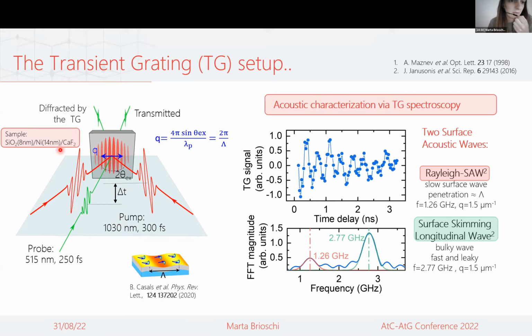In our case, we studied a nickel thin film on a calcium fluoride substrate, and we observed that we are able to excite two surface acoustic waves of the substrate, which are the Rayleigh surface acoustic wave and the surface skimming longitudinal wave. I would like also to point out that since nickel is a highly magnetostrictive material, these two surface acoustic waves also generate spin waves of equal wavelength by inverse magnetostriction.